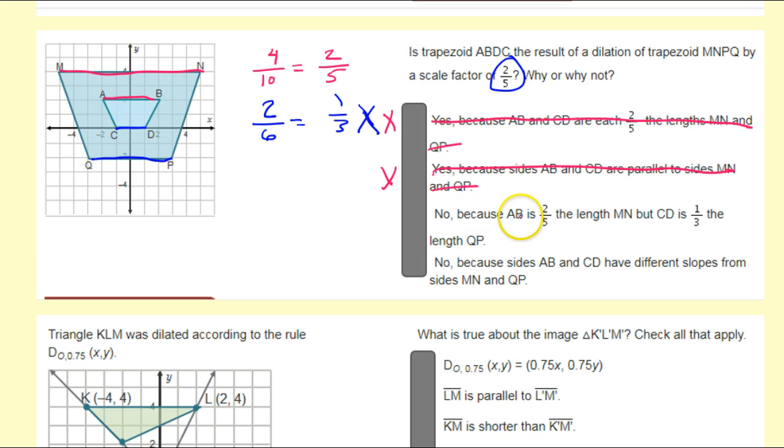So no, because AB is 2/5 the length of MN. Let's check that. AB is 2/5 the length of MN. All right, that was true. Okay, that one was good. But CD is 1/3 the length of QP. And there's the 1/3 they're talking about. Okay, so this is the answer right there. I don't even need to look at the next one.